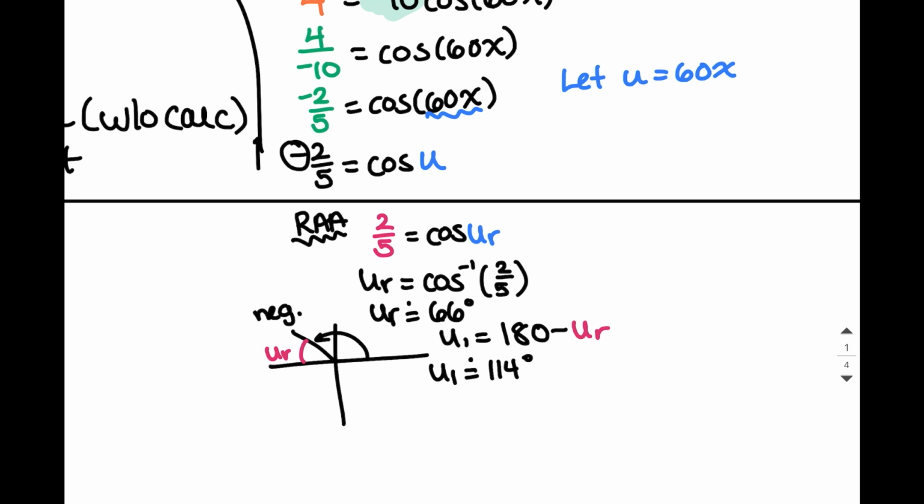Now, if U is 60x, our goal is not to solve for U, our goal is to solve for x. So if U is 60x, then I have to solve for x, I have to divide by 60. So I'm going to do U equals 60x, so U over 60 equals x. Just isolating for x, okay? So that means that x1 is going to be equal to u1 over 60. But we figured out that u1 is 180 minus u sub r.